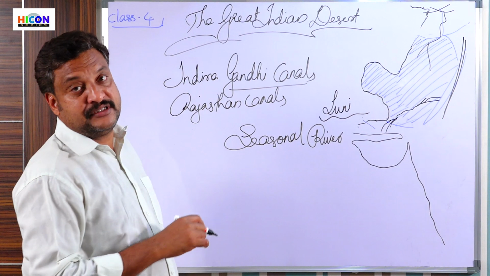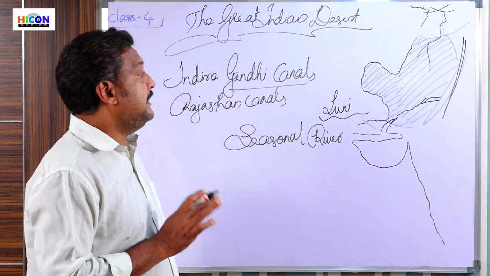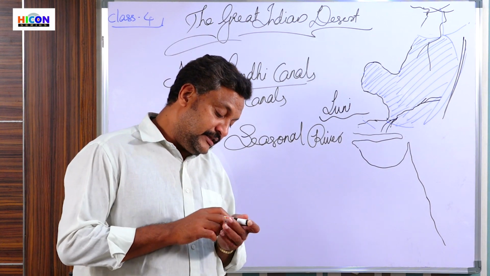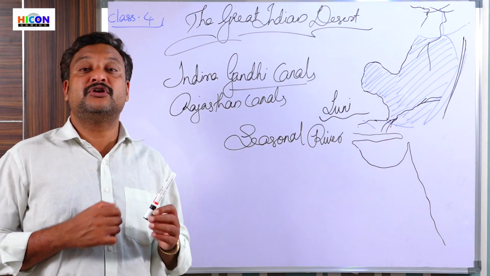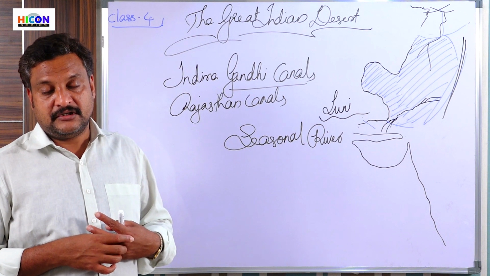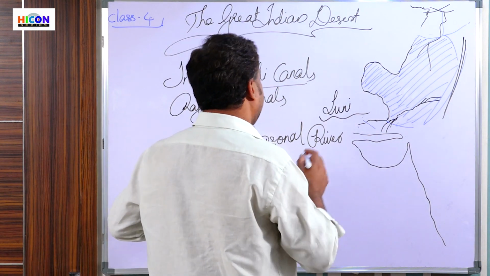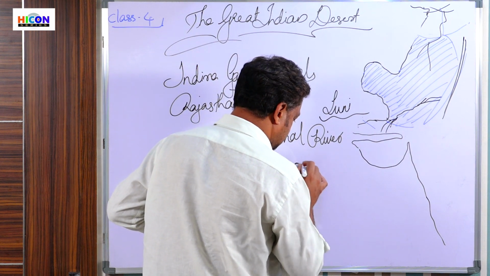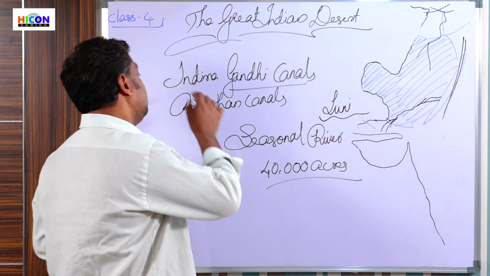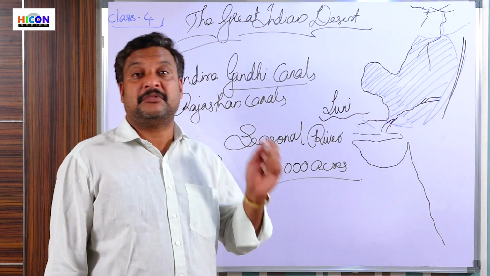By establishing this Indira Gandhi Canal or the Rajasthan Canal, what the government is trying to do is make the land area in the Rajasthan region useful. How can we make that useful? If we can make it good for cultivating different crops, then it will become very useful for us, isn't it? Now, we are irrigating a large area, something around 40,000 acres. So what is the total land area that is being irrigated by the Indira Gandhi Canal? 40,000 acres of land is irrigated by this canal.